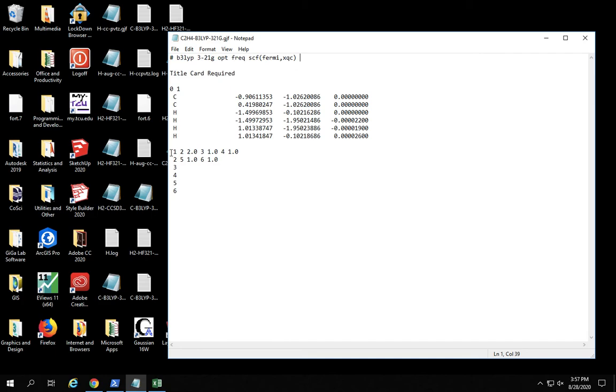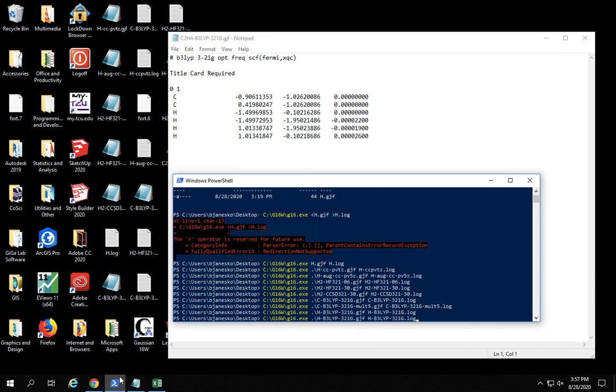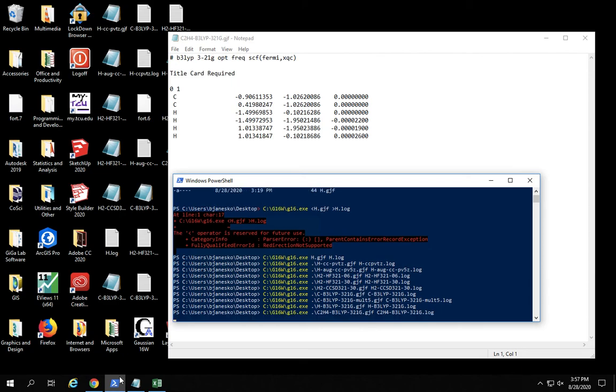All of this stuff I can ignore because I deleted the geom equals connectivity, which is just there to draw little sticks in GaussView. It has nothing to do with the Gaussian code. Save this, run it here. Now I'm doing a geometry optimization, and it's on 6 atoms rather than 1 atom, so this is going to take substantially longer. So I have to just sit and wait for this.